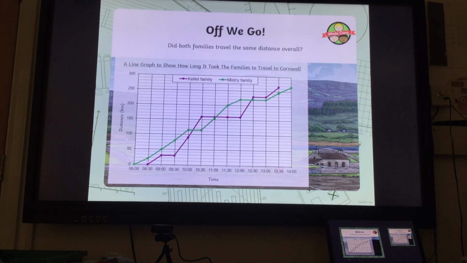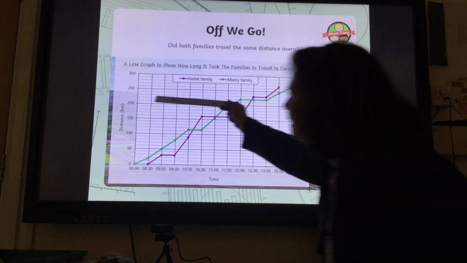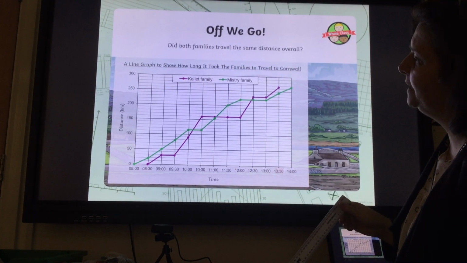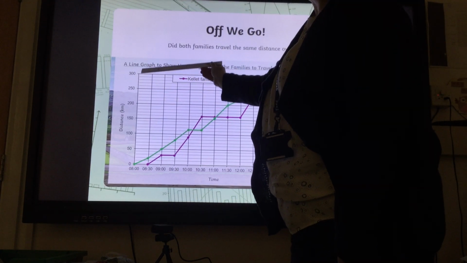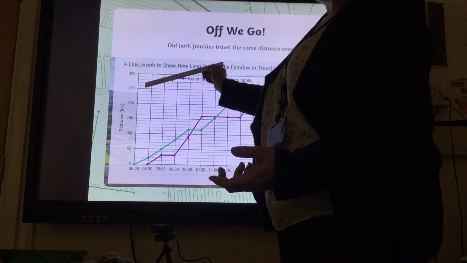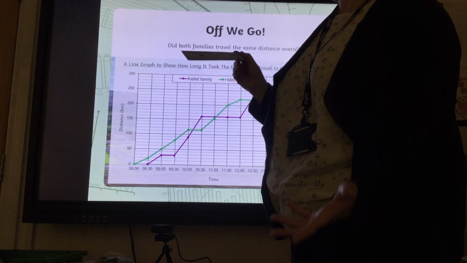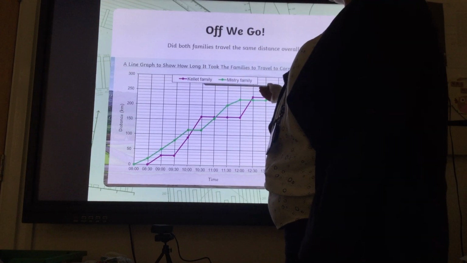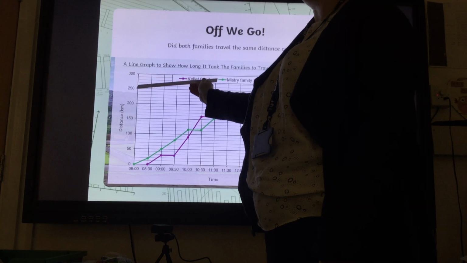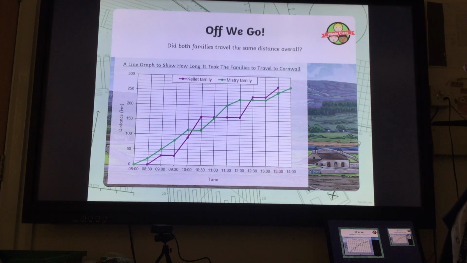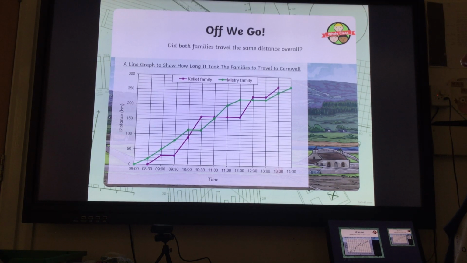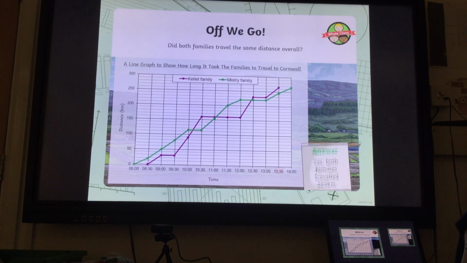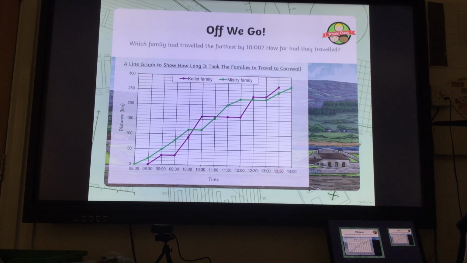Did both families travel the same distance overall? Well, the Kellett family travelled this many kilometres. So somewhere between 250 and 300, we've got 5 marks between there. So there's a difference of 50. Each mark would be worth 50 divided by 5, 10 each. So we've got it halfway between that 10 marks. So we're going to go up to 260 and then halfway, 265. And both families travelled the same amount. They both stopped at 265 kilometres. Let's see if we're right. They both travelled 265 kilometres.